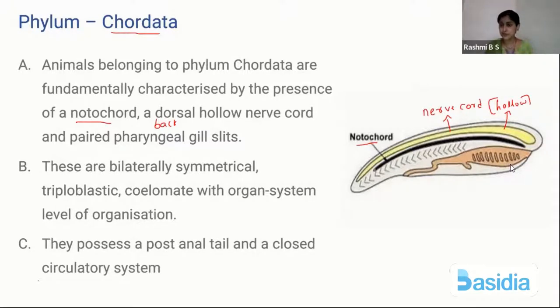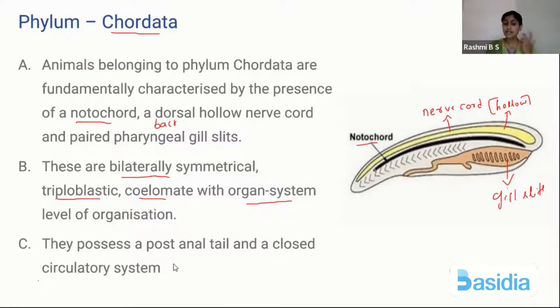And these Chordata, at least at the embryo stage, have gill slits. Can you see here? Gill slits. So these are important characteristics of Chordata. They have a notochord, which is derived from mesoderm, and on the back side, the dorsal side, they have a hollow nerve cord, and in addition they have gill slits. And you know they must be triploblastic, because they are highly evolved, and they are coelomates, and definitely bilaterally symmetrical. And you know, organ system level of organization: you have digestive system, circulatory system, excretory system.